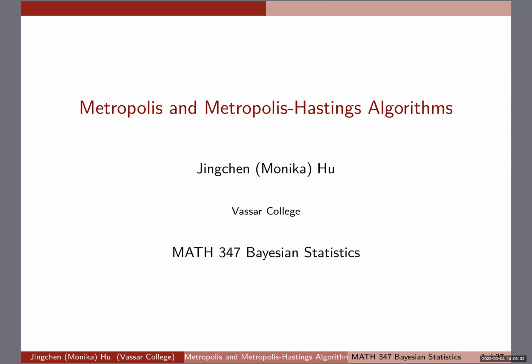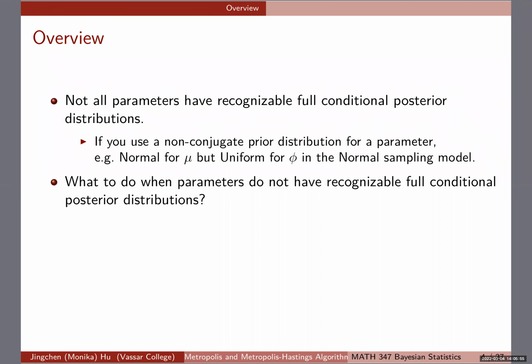So I want to give a high level introduction of those additional methods, because in practice, as we know, you're going to resort to JAGS, because JAGS will do that MCMC estimation for you. But I still want you to know what JAGS is really doing behind the scenes. So, as I was saying, not all parameters have recognizable full conditional posterior distributions.